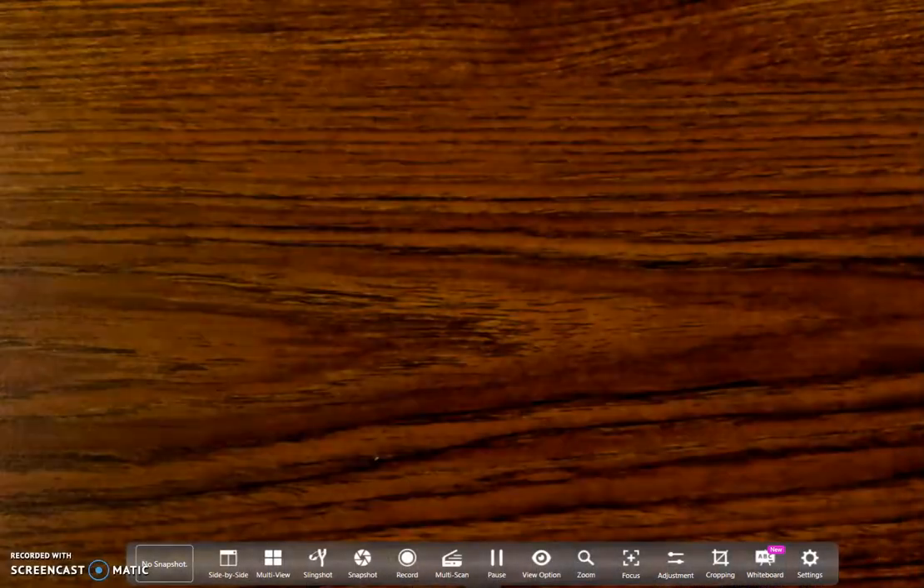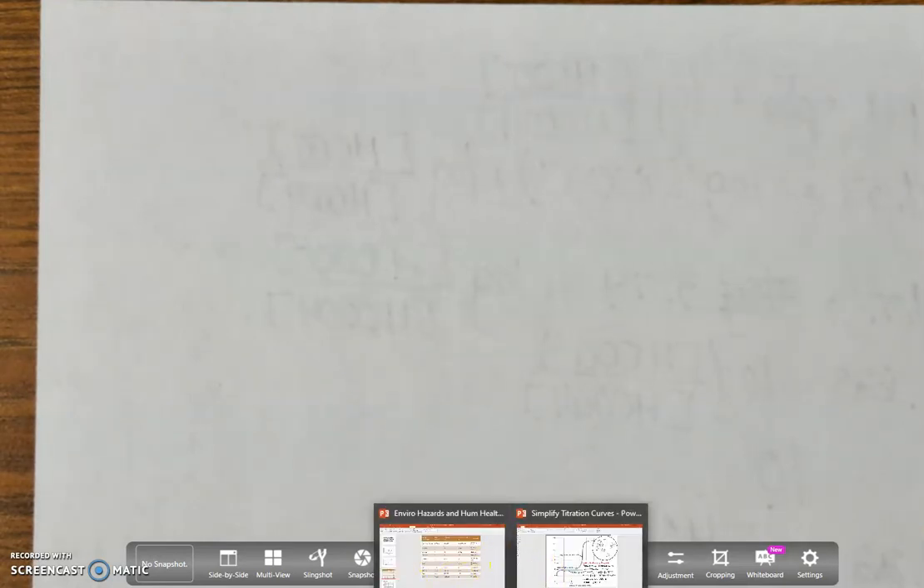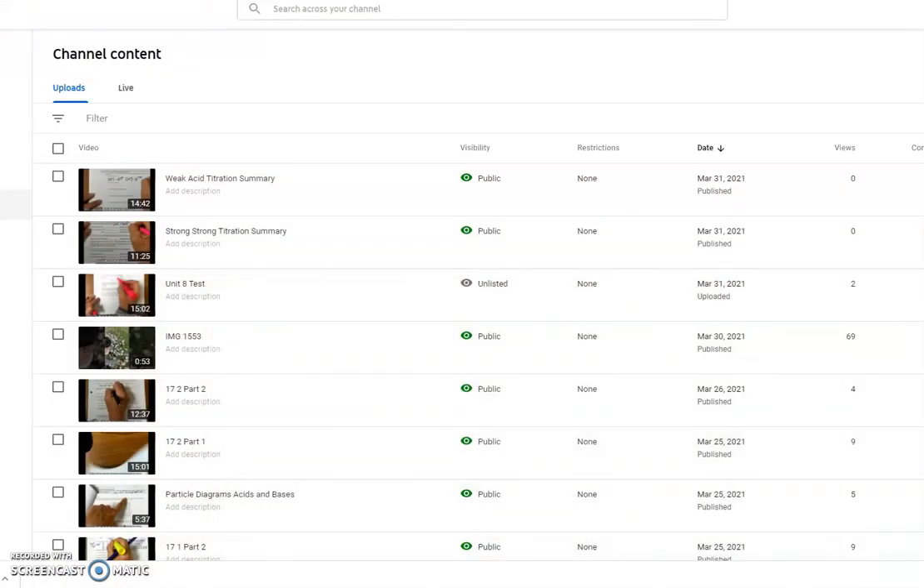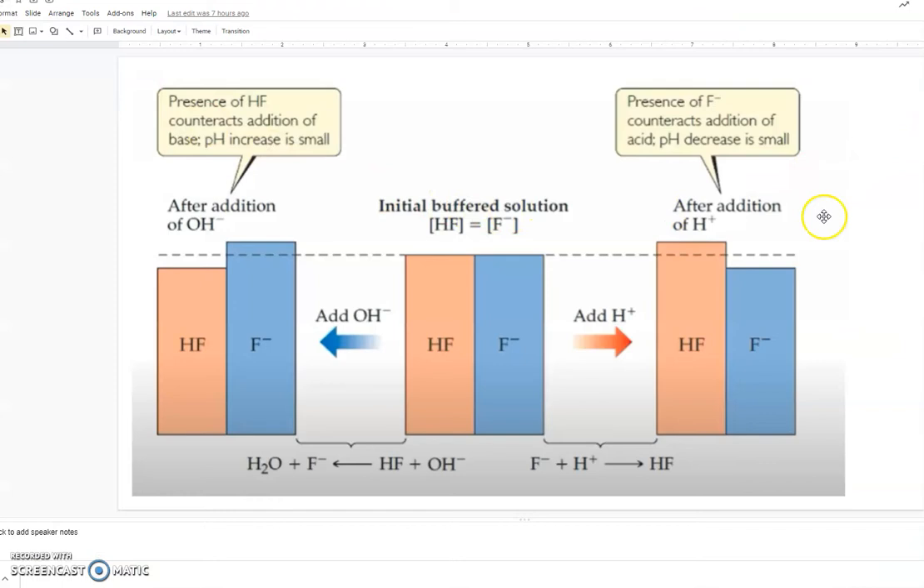Okay, one more quick thing I want to go over that I got a lot of questions about in tutorials, that people didn't understand. When you use a buffer, why is it that a buffer works? What is the conceptual reason for this? So I'm going to write this in a different way. I'm going to take my buffer, put it in a beaker, and then add my solutions, and maybe this will help.